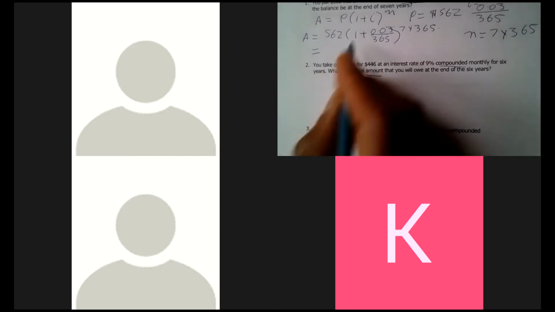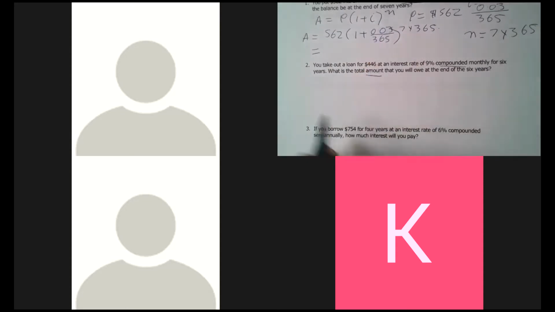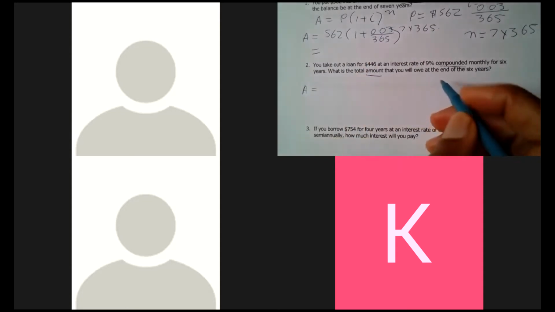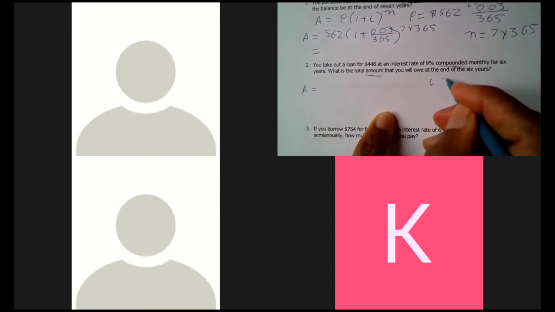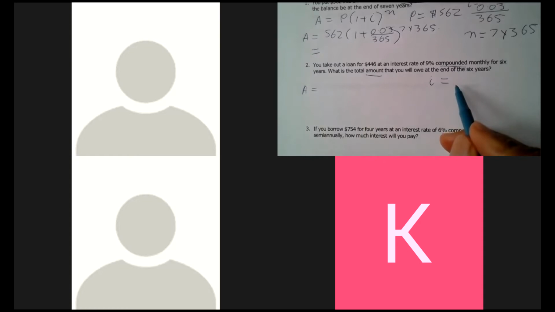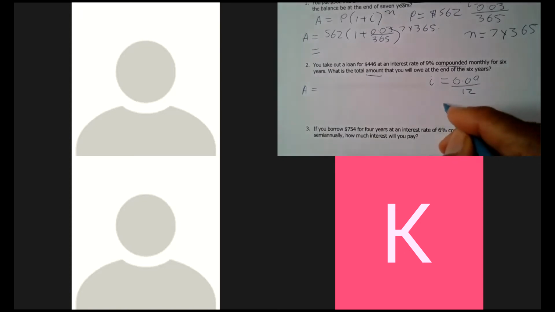So I'm not going to write the formula down again. You already have the formula. So I'm going to say that A is equal to the, oh, by the way, what's the I and what's the N? Let me go to Kaja now. Kaja, what's the I in this case? The I is 0.09 divided by 12. Perfect. And Mohammed, what would be the N in this case?